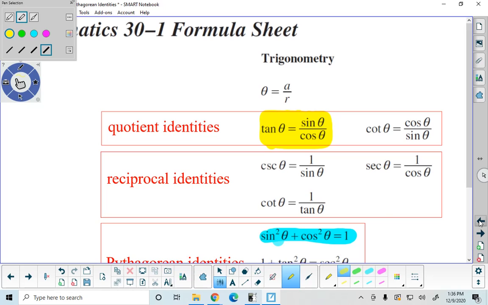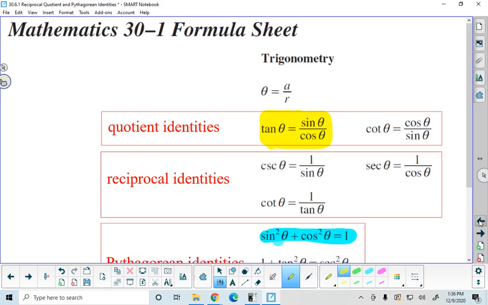Yeah. And you know what? From now on, tangent of theta equals sine of theta over cos of theta should be as obvious to you as 2 times 3 is 6. It's one of those identities that you just know. Now, this is called a quotient identity.